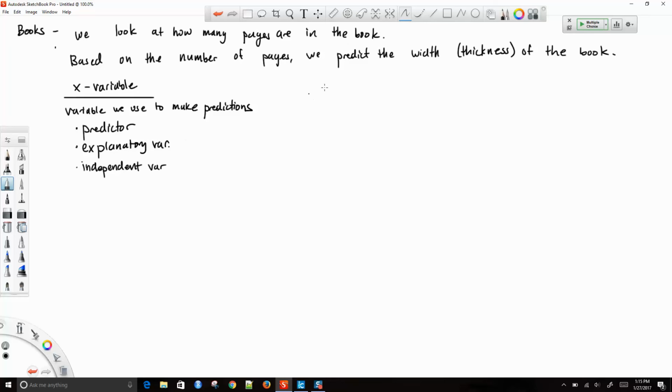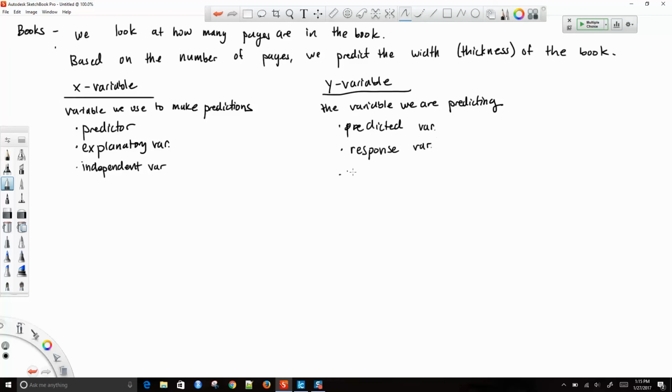Okay. And the y variable, on the other hand, is the variable that we are predicting. Okay, so this would be the predicted variable, or the response variable. And again, I don't really like this term, but it might be called the dependent variable.